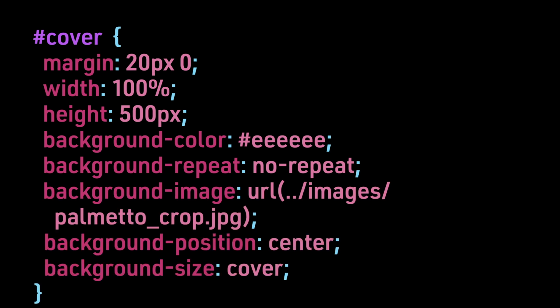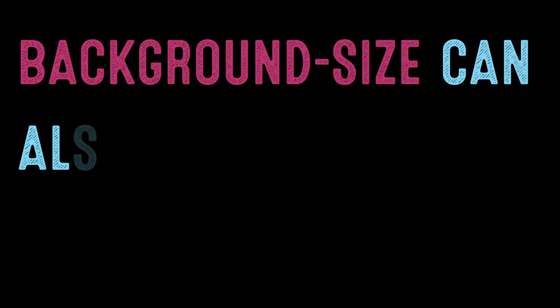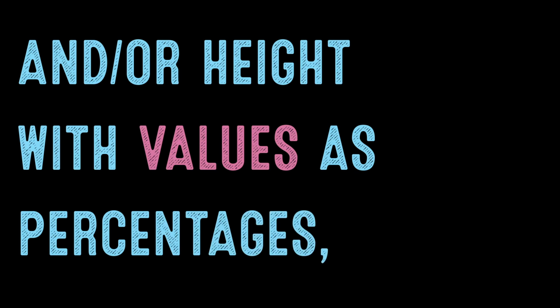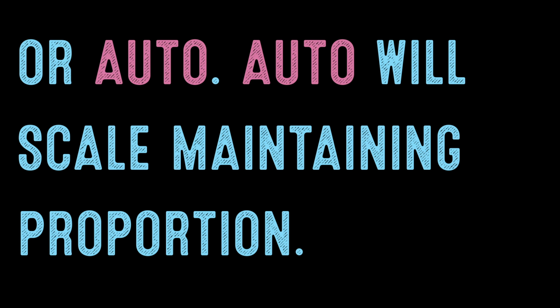And here's the CSS for cover. Here is how cover will display. The image is scaled to fill the space. As a result, parts of the image are cut off. Background size can also be specified by indicating a width and/or height with the values as percentages, lengths, or auto. Auto will scale maintaining proportion.